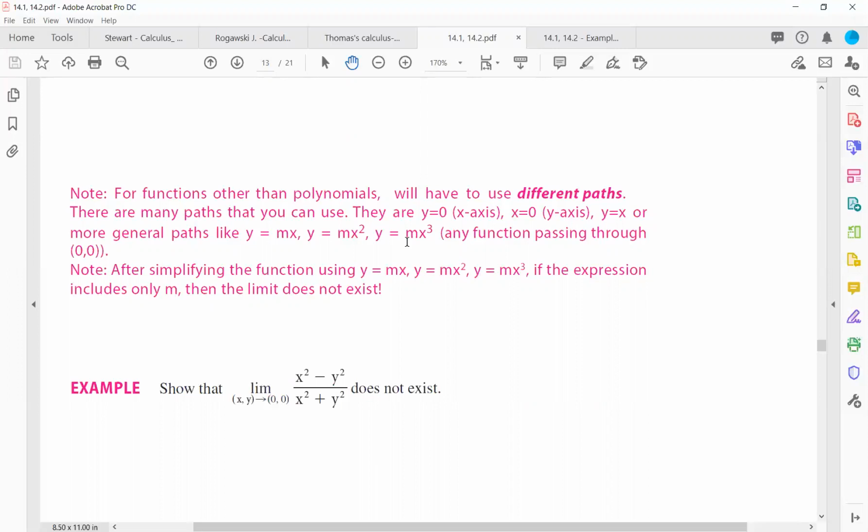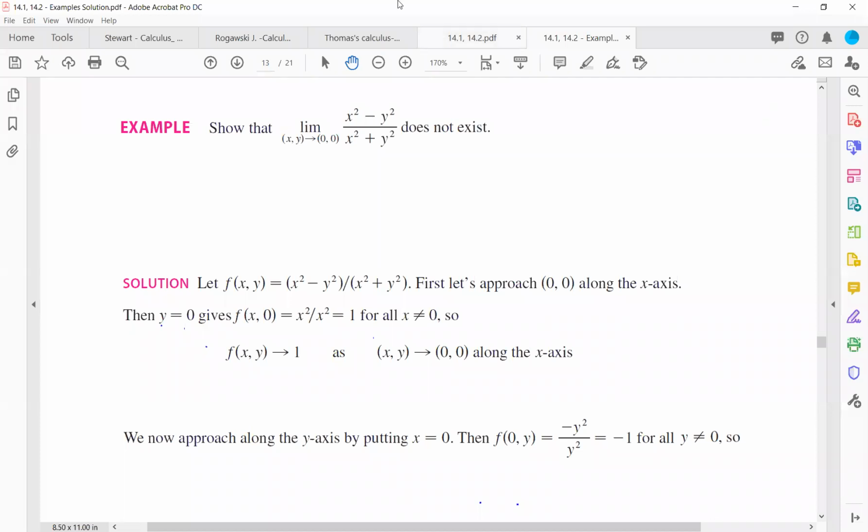Example, show that the limit doesn't exist. Please take a minute or two, solve this question, then we go over the solution together. Very well, let's go over the solution together. Here you have a rational function. You might say, very well, I want to check different paths and see if the function gives me different limits. The first path you can take is y equals 0, which is nothing but the x-axis. It means that wherever you see y, you just write down 0.